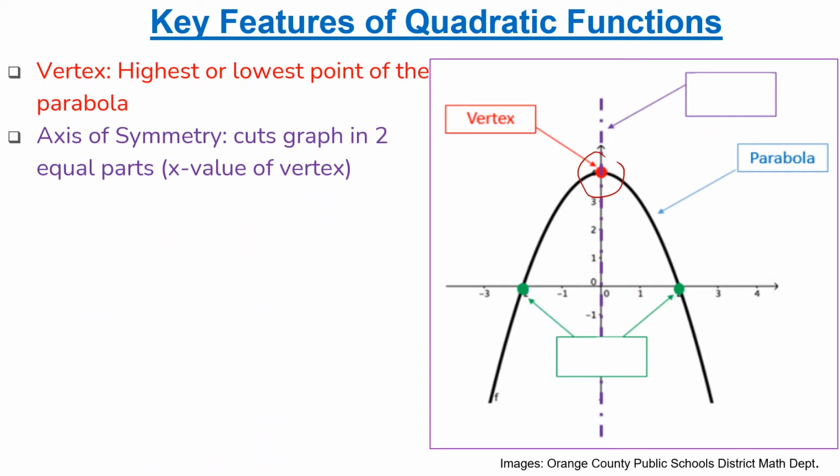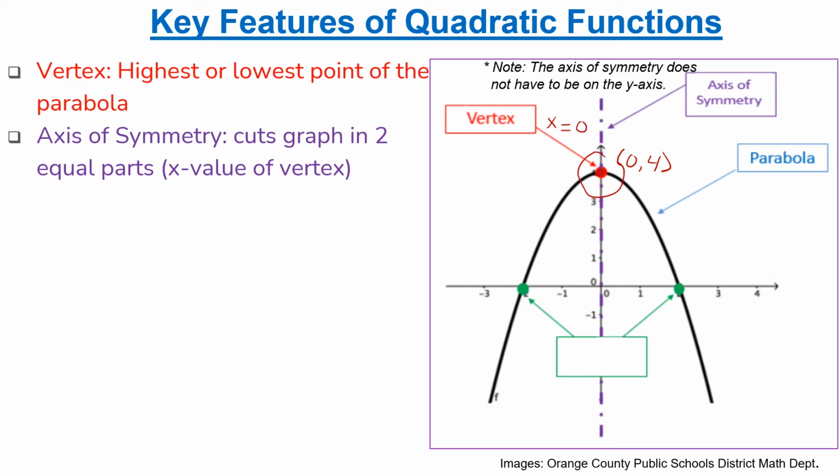Next, we have the axis of symmetry, and this actually cuts the graph into two equal parts. The vertex here is at the ordered pair 0, 4. The axis of symmetry is actually the x value of the vertex. So the axis of symmetry in this case would be x equals 0, and it is this dotted line right here.